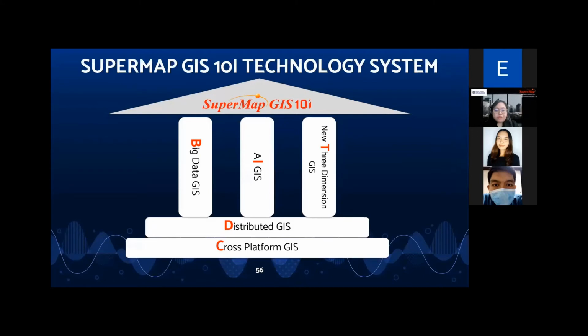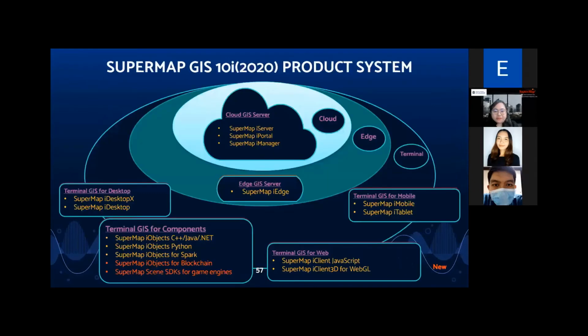So to recall, the SuperMap GIS 10i technology system summarized as BitDC consists of Big Data GIS, AI GIS, 3D GIS, Distributed GIS, and Cross-Platform GIS. So this is our product system provided by SuperMap. They can be divided into three parts: the cloud side, edge side, and terminal side.